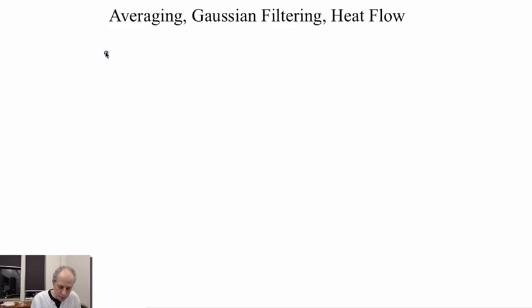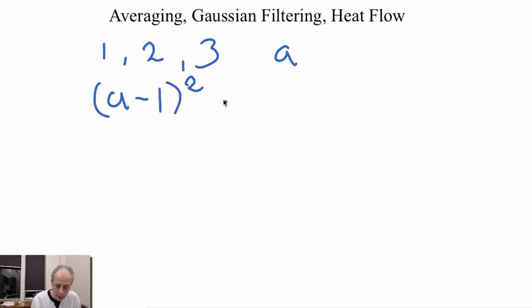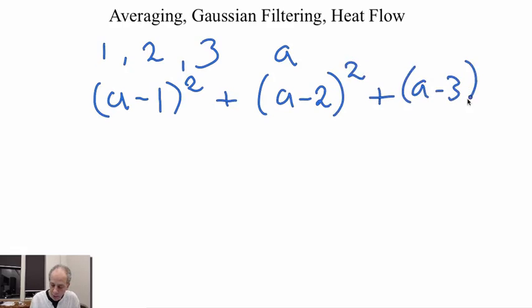Let's assume I give you three numbers, 1, 2, and 3. And I'm asking you the following question. Find a number a such that (a minus 1) squared plus (a minus 2) squared plus (a minus 3) squared is as small as possible. If you need to do a lot of computations, I'm going to ask you to say no, I don't know how to do this fast.